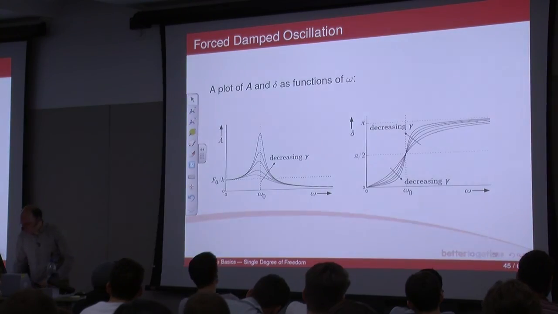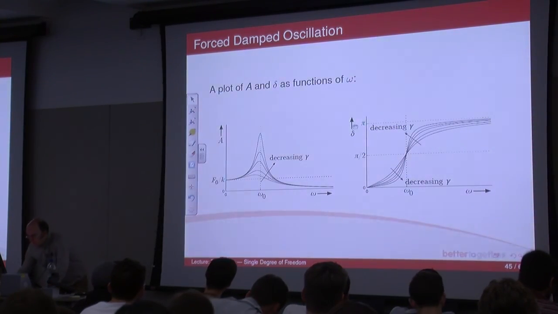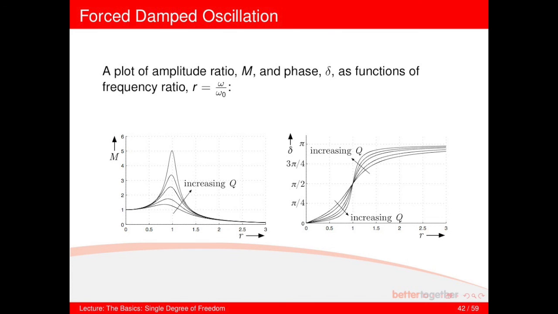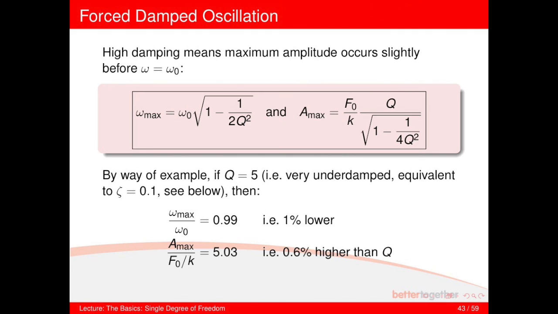Now you'll notice, if we look at this, the peak of the amplitude, so this bit here, there, and there, happens slightly before your natural frequency. And that depends upon the damping, and the less damping you have, the more likely it is actually at the natural frequency. But that peak doesn't actually occur at the natural frequency. And there are equations that will help you define that. So the frequency at which the maximum does occur, which is here, A max, is equal to this. And you can see that that depends upon Q.